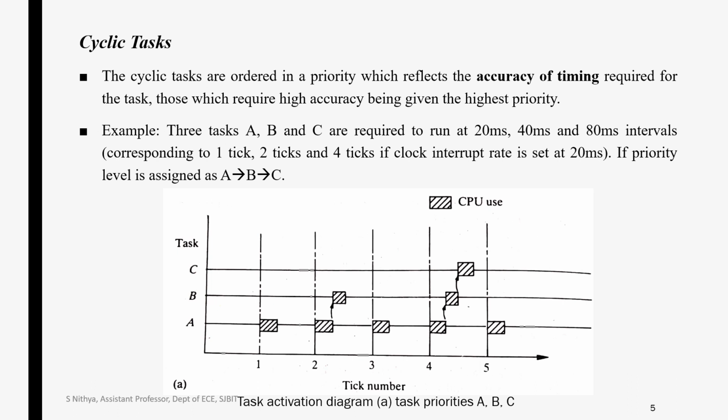In this example, why is it represented at that particular tick? Because it is given that task A is required to run at tick 1, the first clock cycle. Task B will be in the second, and task C is in the fourth tick. That's why it is represented at 1, 2 and 4. Now this is one example of a cyclic task.